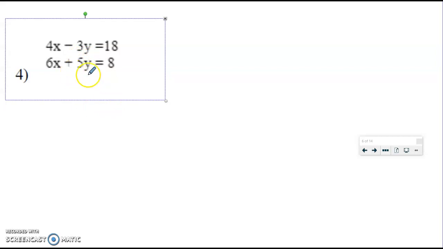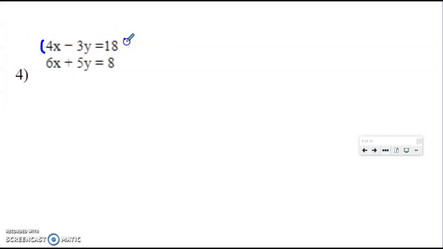But there is another trick, and I can multiply both equations by something. So, like, if I look at 3 and 5, well, I know 3 and 5 both go into 15. Well, I can multiply this top equation by 5, because that's going to make this y value a negative 15. And I can multiply this bottom equation by 3.